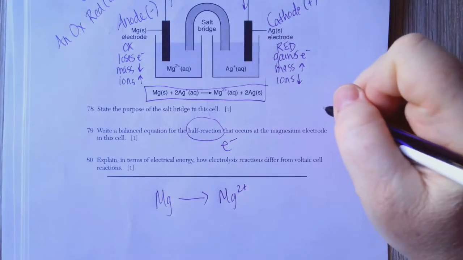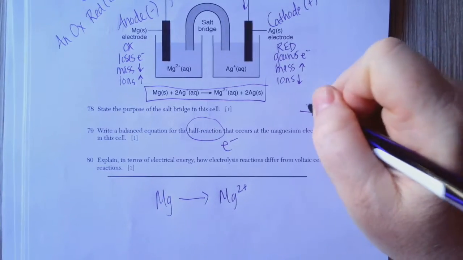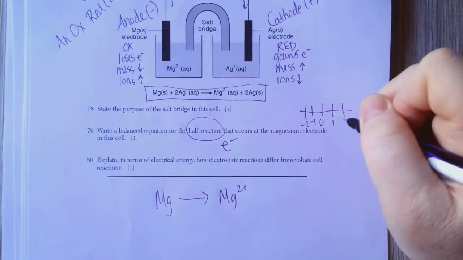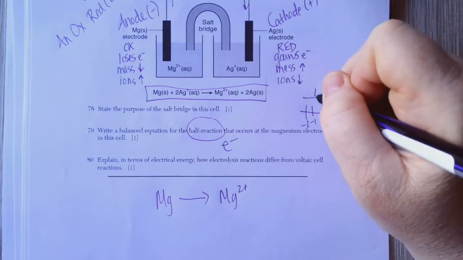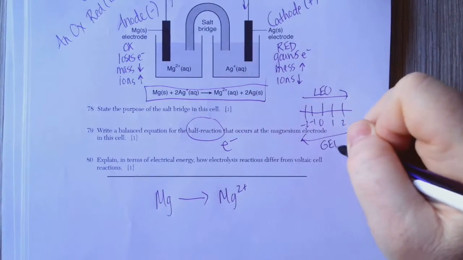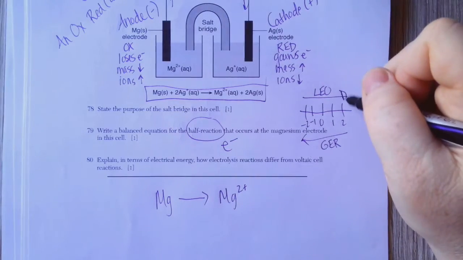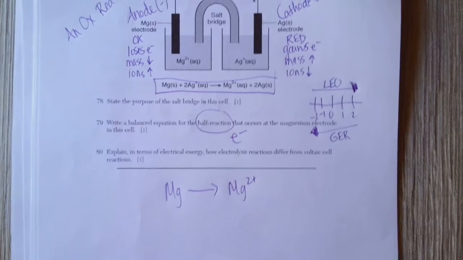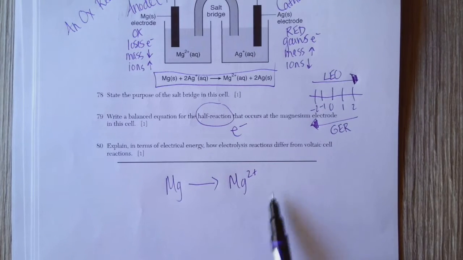And if you remember when we had to draw a number line real quick, 0, -2, -1, right? Going this way is LEO, losing electrons. Going this way is GER, gaining electrons. And this arrow points to the side of the equation where you need to put the electrons. So they go on this side.